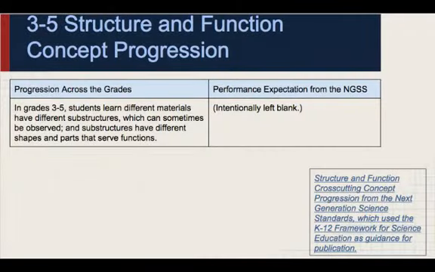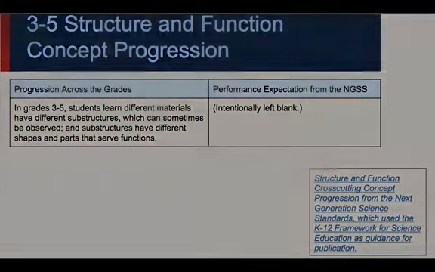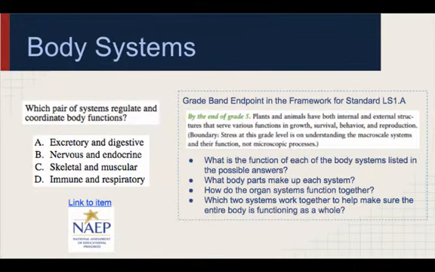In grades 3 through 5, students learn different materials have different substructures, which can sometimes be observed, and substructures have different shapes and parts that serve functions. Students in grades 3 through 5 focus on structures and substructures that coordinate for specific function. This NAEP item requires identifying different organisms from the food web that fit certain categories. This question addresses the different functions of organ systems.